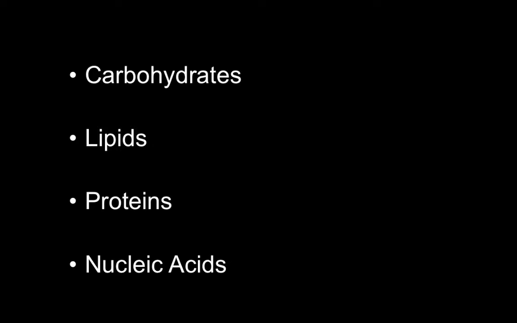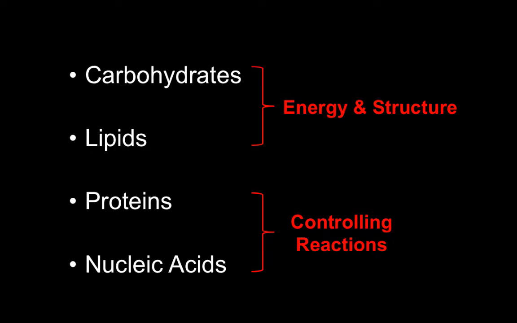Carbohydrates and lipids are primarily used for energy and structure, whereas proteins and nucleic acids are used for controlling reactions. Each of these organic molecules is made up of subunits called monomers. And now we're going to look at each one of these in detail.